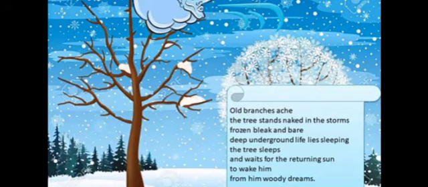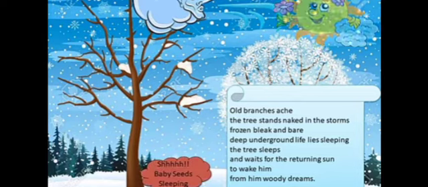Old branches ache. Tree stands naked in the storms. Deep frozen, bleak and bare, deep underground life lies sleeping. The tree sleeps and waits for the returning sun to wake him from his woody dreams. Robert Fisher. So here we come to the last stanza, that is the winter season, the withering season.